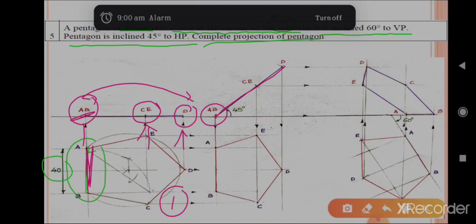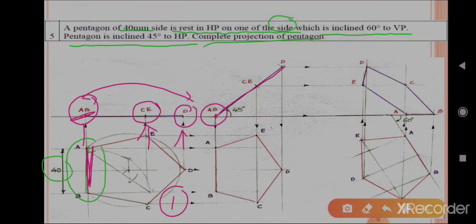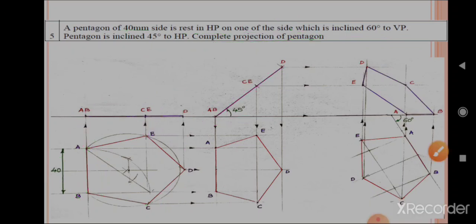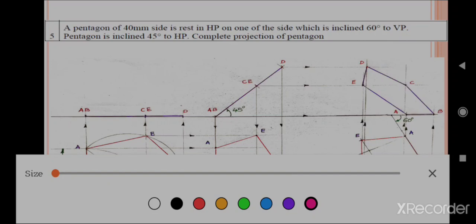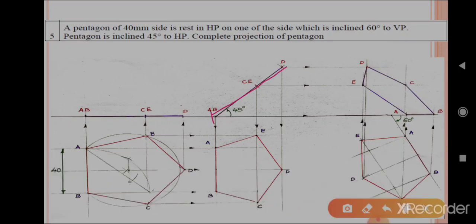We start with the first projection. AB is resting on the horizontal plane, and further we take the inclination with HP. So the inclination with HP first we take, that is a 45 degree inclination. Then take the distance from AB to C and E in the compass and mark the points C and E. In a similar way take the AB to D distance and mark the point D.